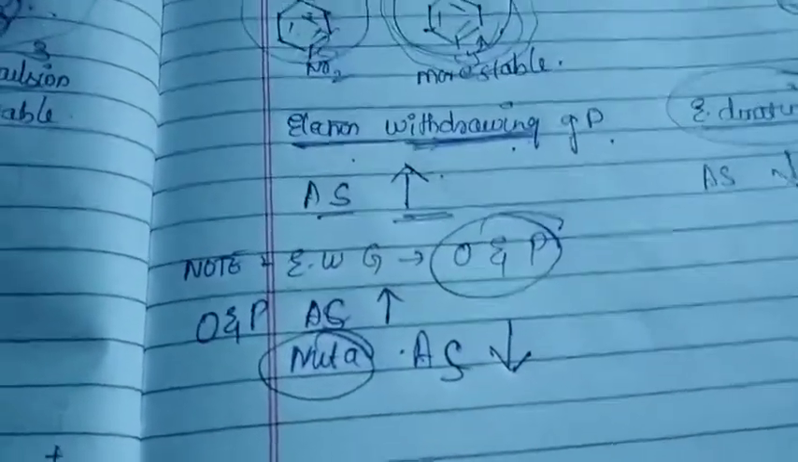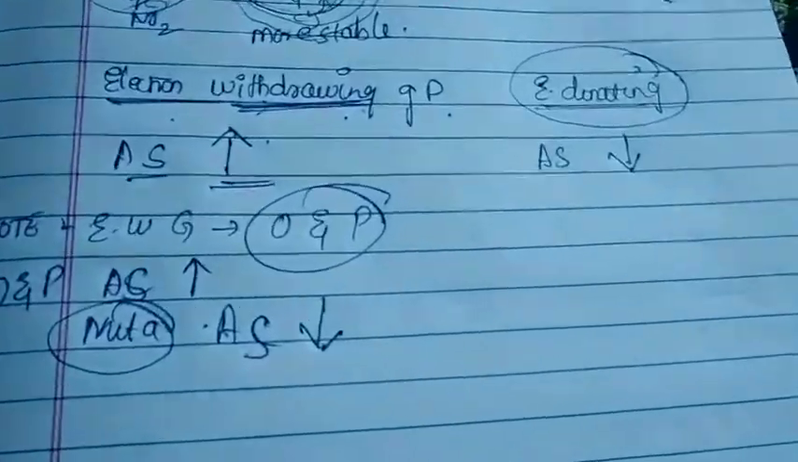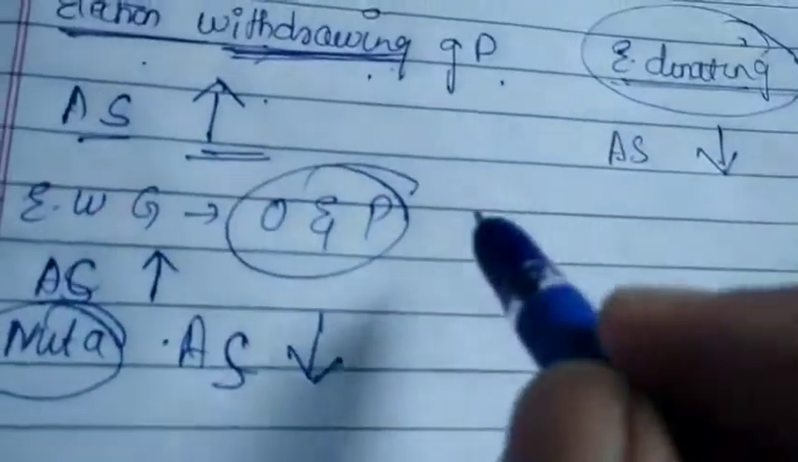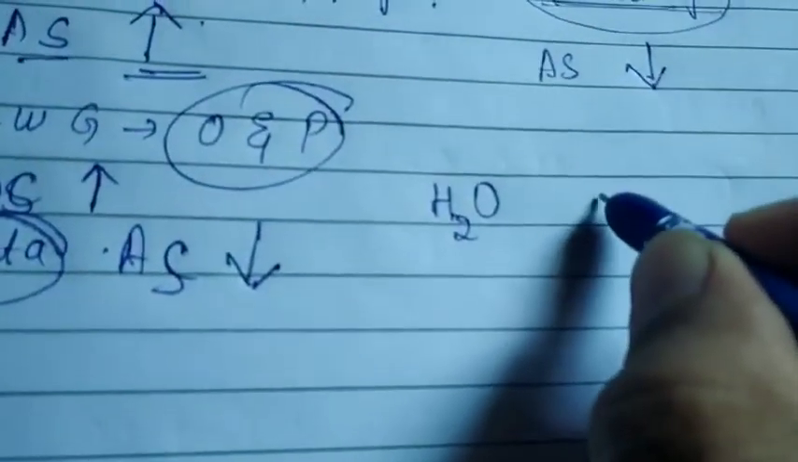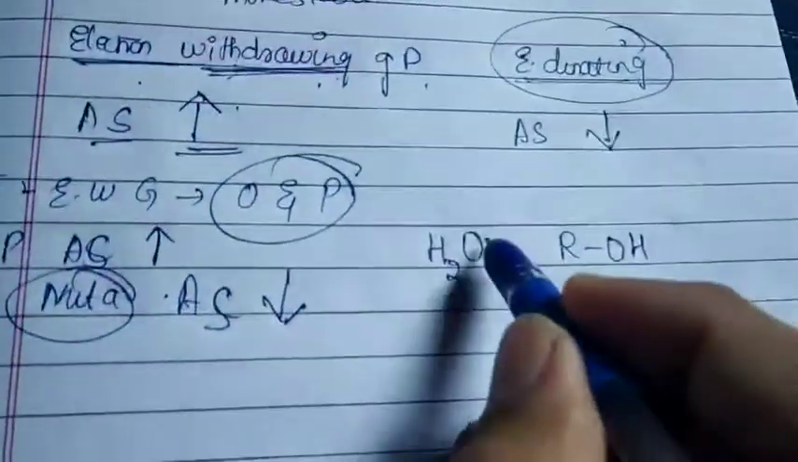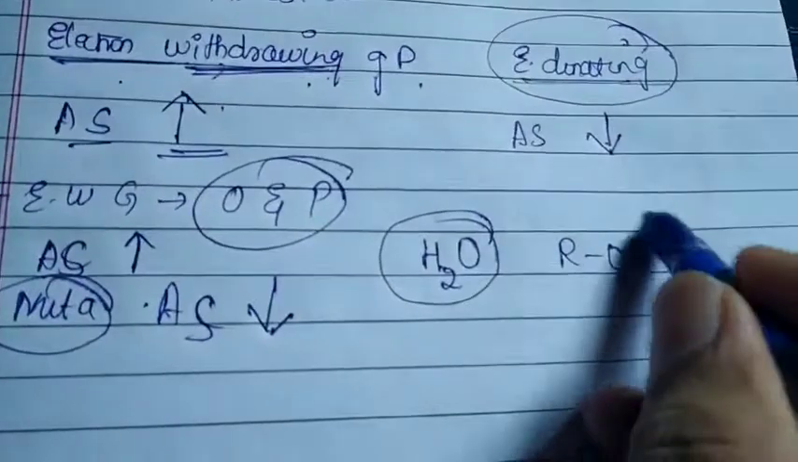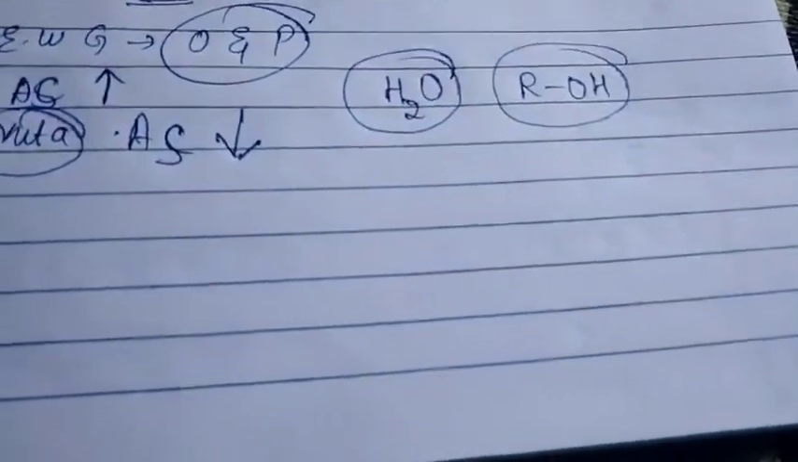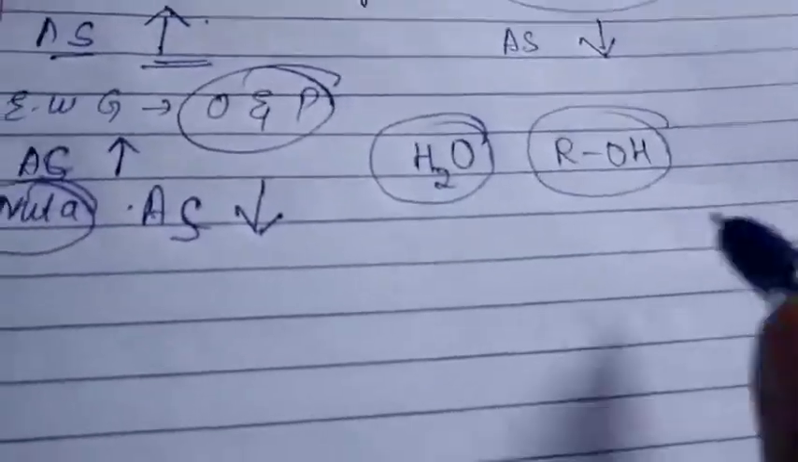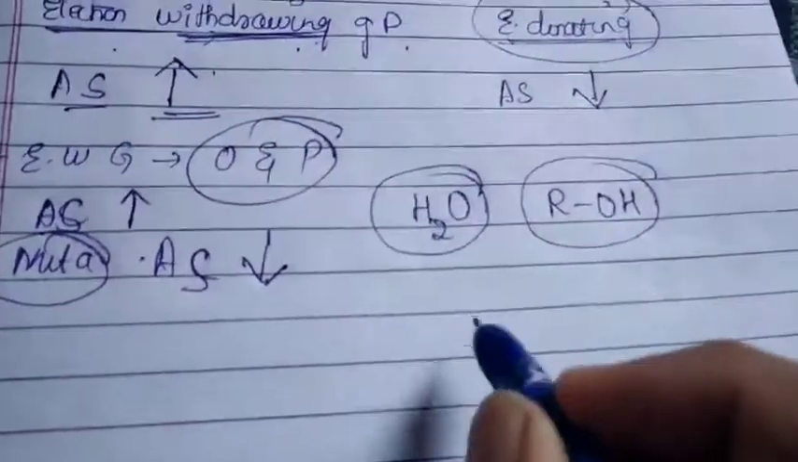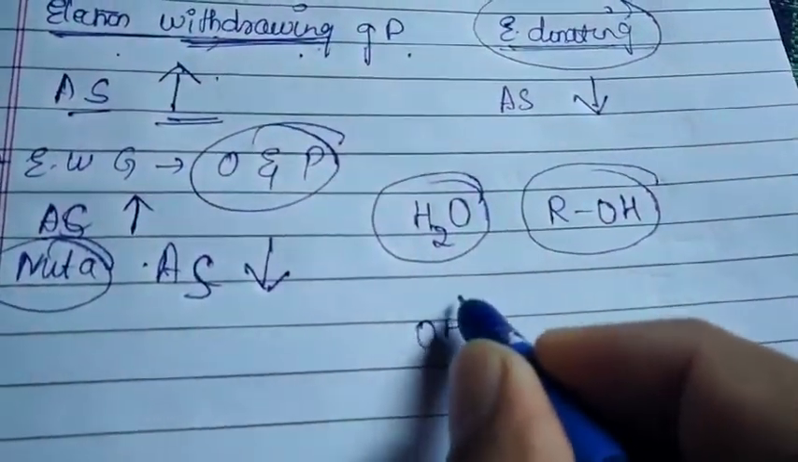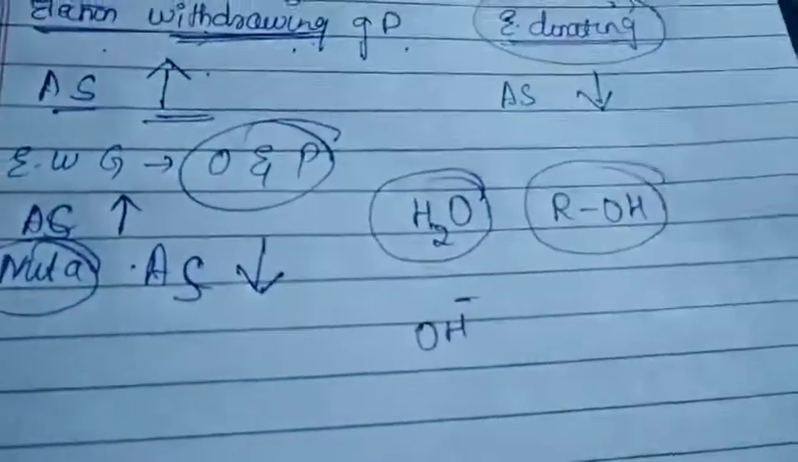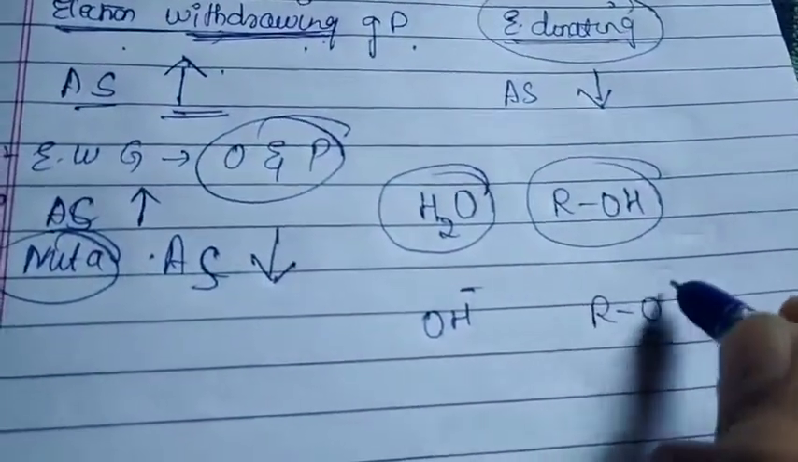Okay, now let me ask you a question. Whether water is acidic or alcohol is acidic, which is more acidic? I repeat, whether water is acidic or your alcohol is acidic, which is more acidic? Recall, when we ask whether water is acidic, what does it mean? It has to give H+. If it gives H+, it forms OH-. Here, ROH forms RO-.